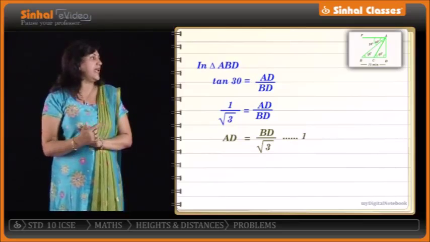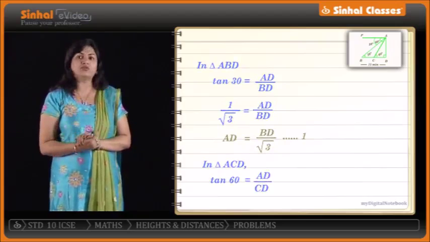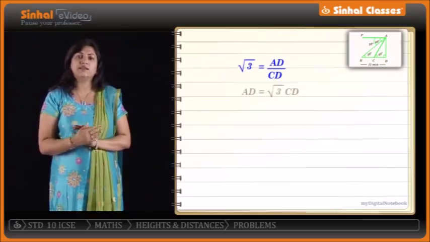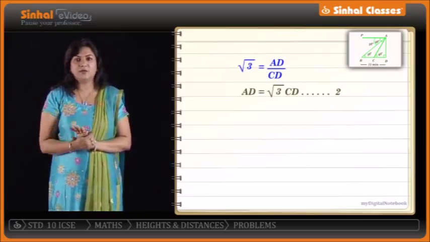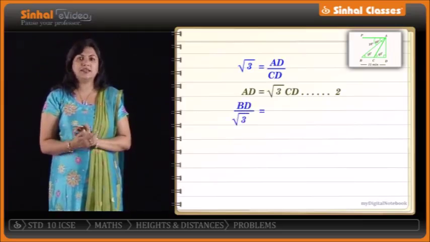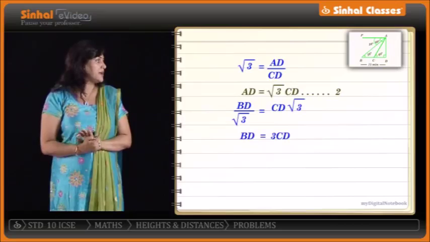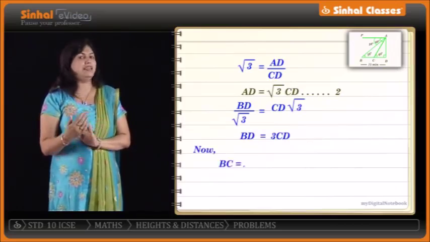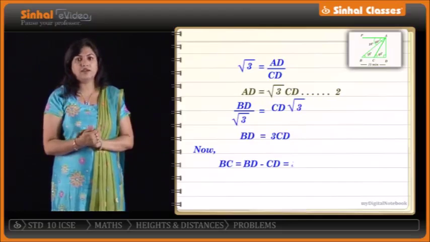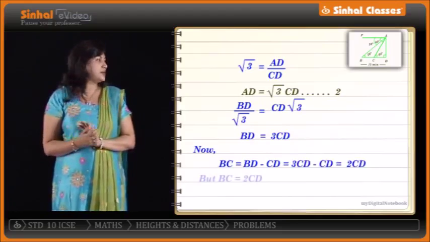Now take triangle ACD. Tan 60 is equal to AD upon CD. So we have root 3 is equal to AD upon CD. That is AD is equal to root 3 CD. Number this as equation 2. Now we have AD in both the equations. We equate them and get BD upon root 3 is equal to CD root 3. So we have BD is equal to root 3 into root 3, 3 CD. But BC is equal to BD minus CD. Now BD we can replace as 3 CD. So we have 3 CD minus CD which gives us 2 CD. Now we have BC is equal to 2 CD.